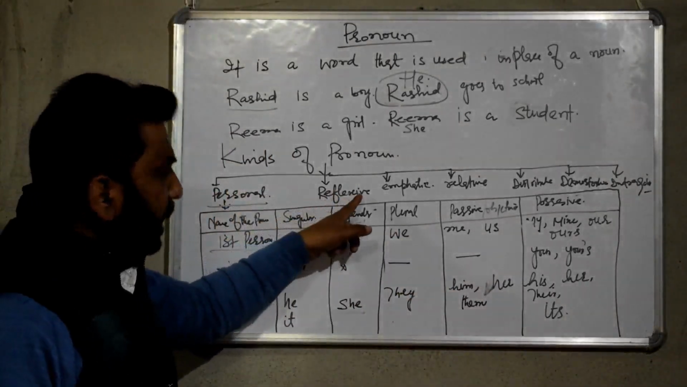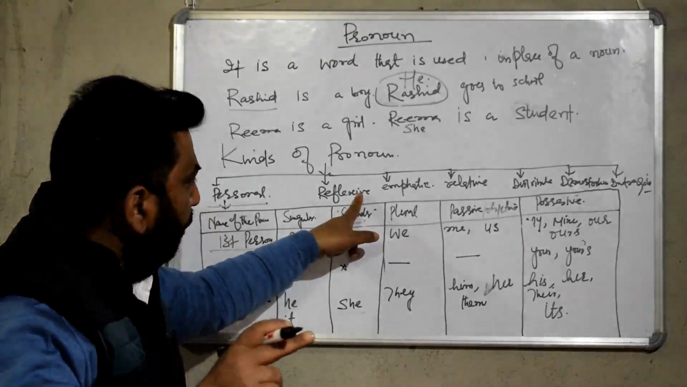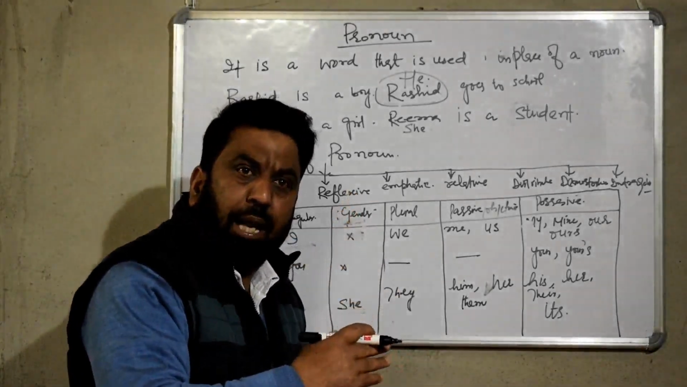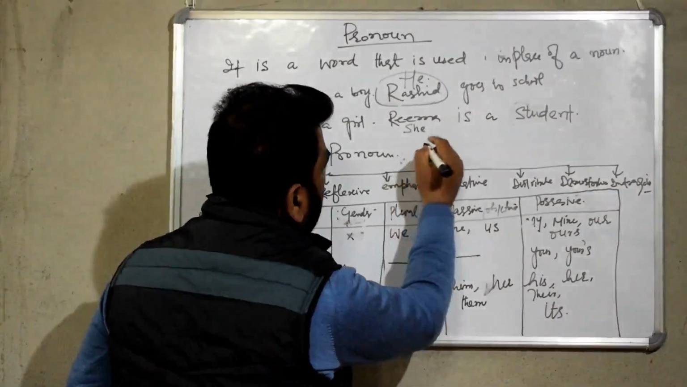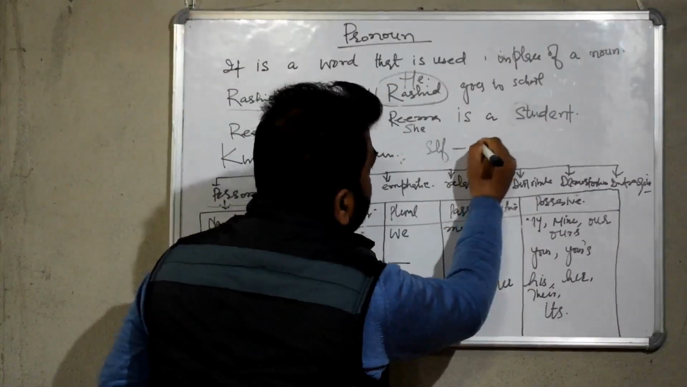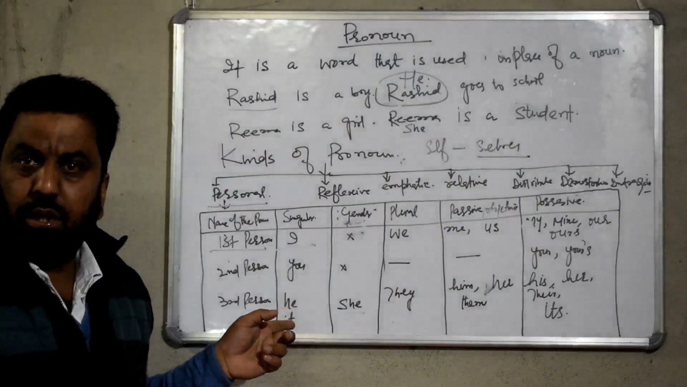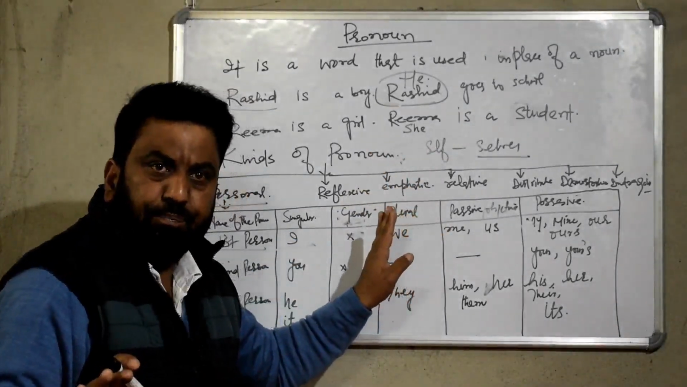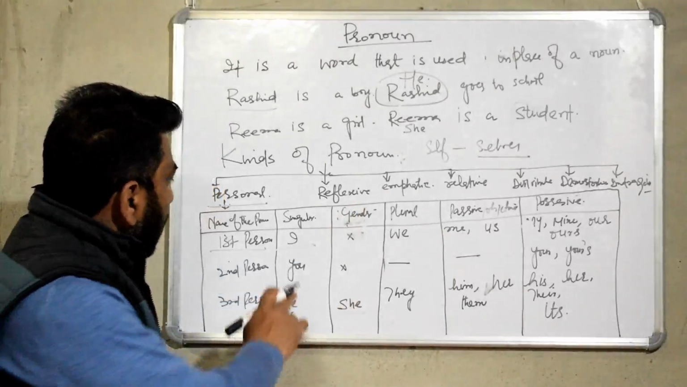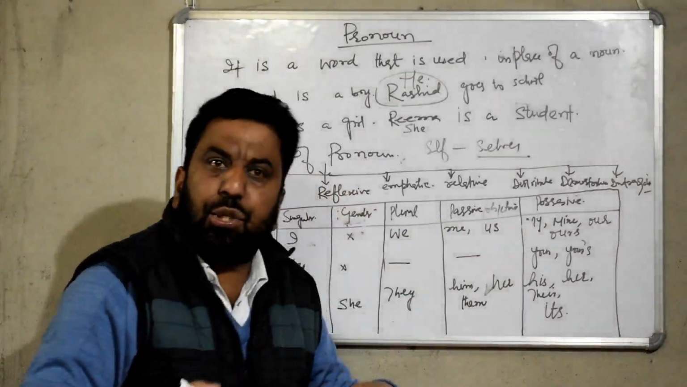Then we go to the other one, the reflexive pronoun. A reflexive pronoun, if we say it in a typical manner, is formed when we add self or selves to these personal pronouns. For example, "I will teach you myself."